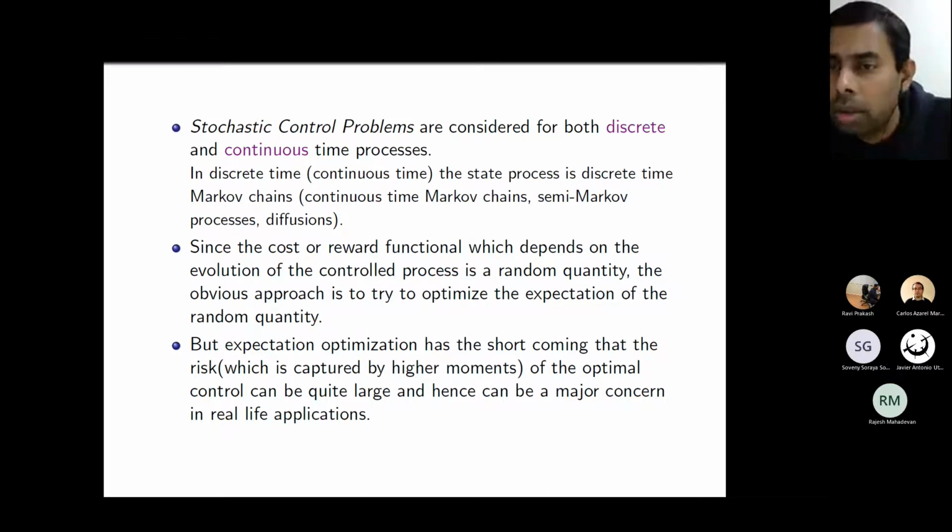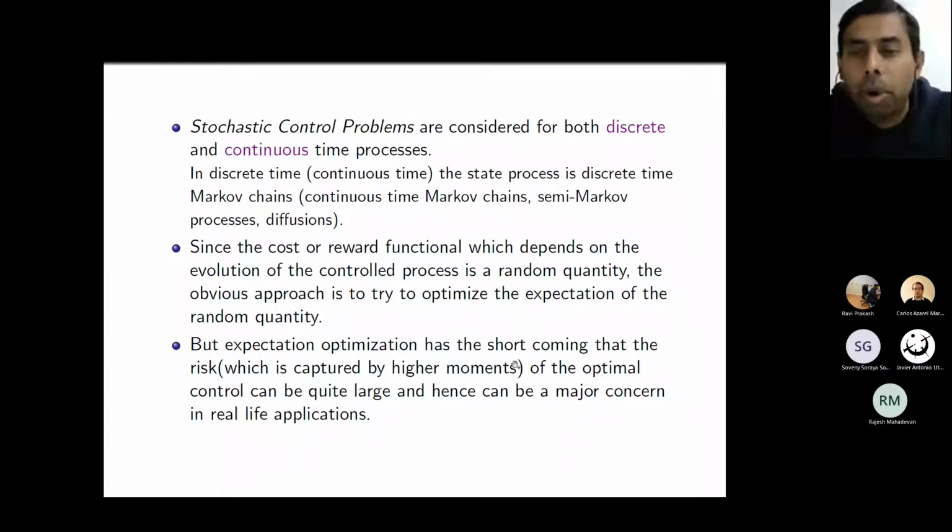So I said it's an optimization problem. How do you optimize a random quantity? The most naive approach is to optimize the expectation of the random quantity. If something is random, you take the average of it, the expectation, and then you try to maximize or minimize depending on whether it is reward or cost. But this expectation optimization has the shortcoming of risk. Expectation is basically the first moment, but the risk is generally captured by the variance or the second moment. So if you just try to maximize the average, then you are not taking care of the risk.